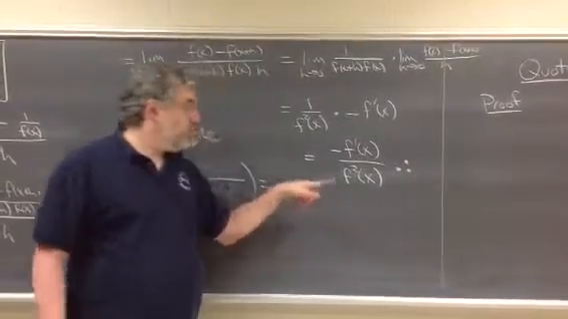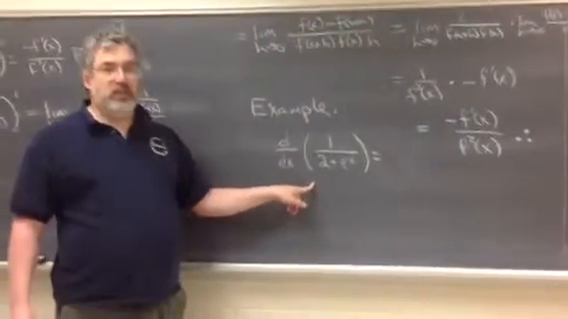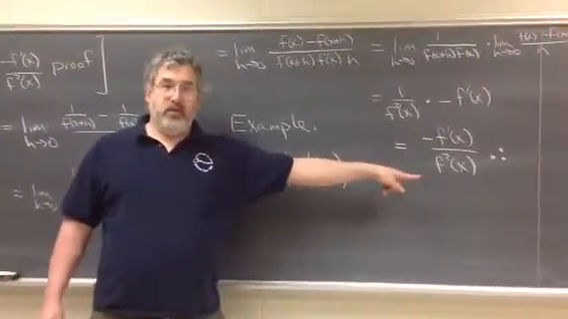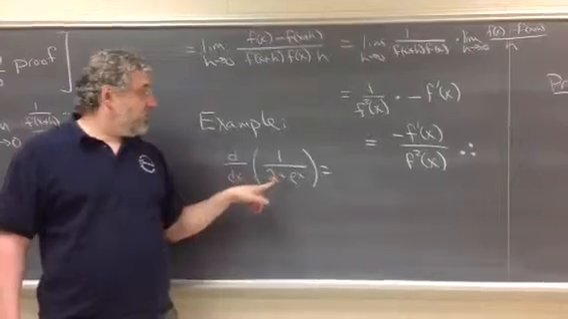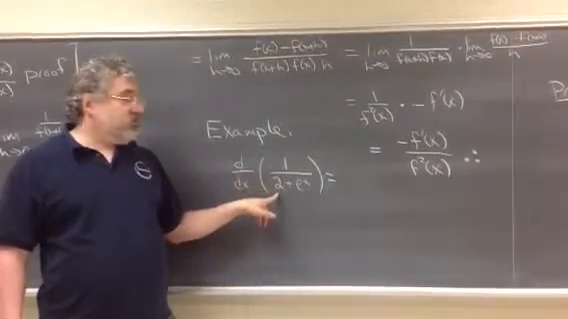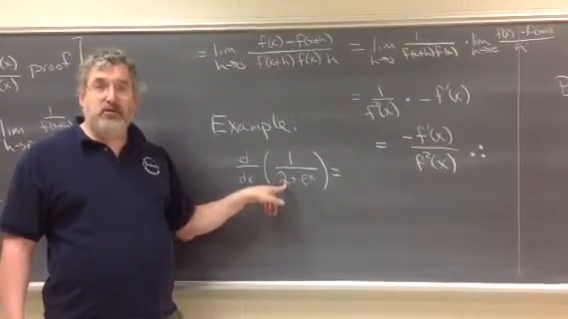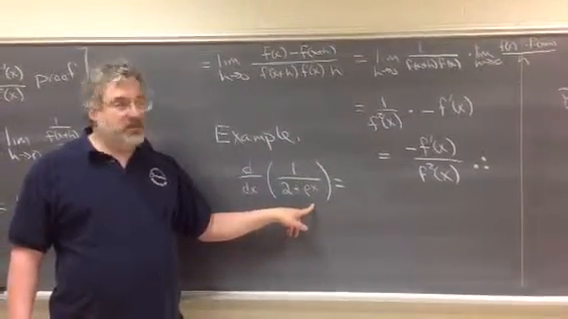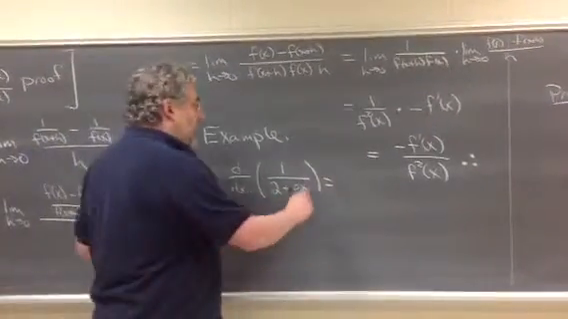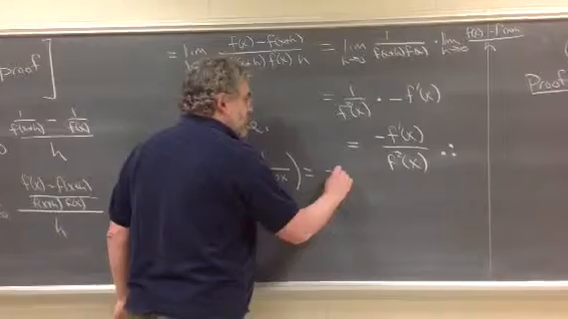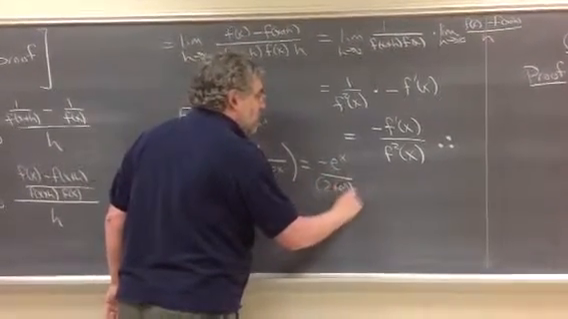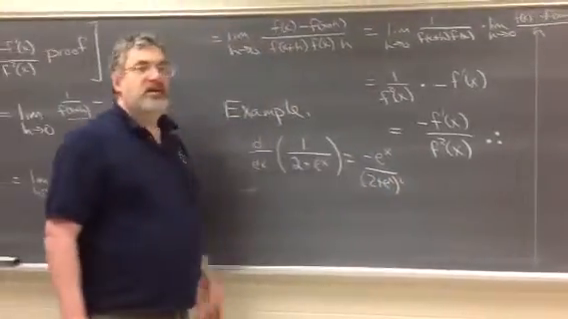Let's use that right here. What's the derivative of this? Well, it's this. We just need to know what the derivative of our special f on the bottom here is. And the derivative of 2 is 0. The derivative of c to the x, we talked about that, it's c to the x. So, the derivative of the whole thing is c to the x. So our answer is, this is equal to minus c to the x over quantity 2 plus c to the x squared. That's an easy one.